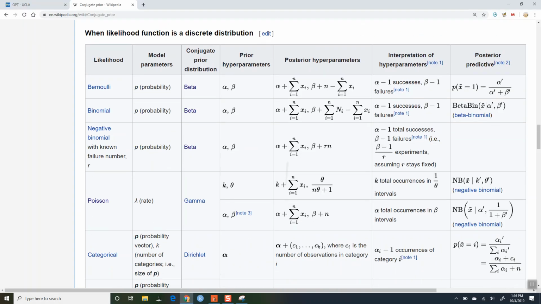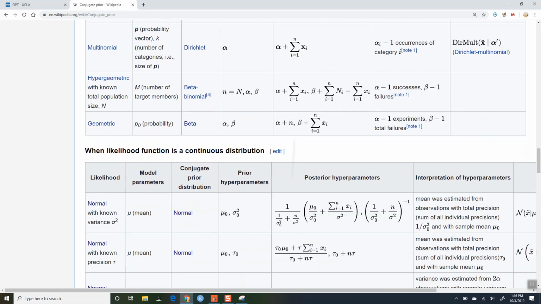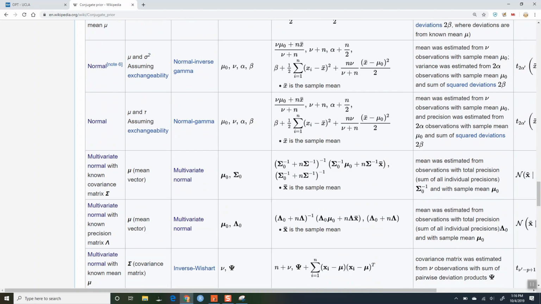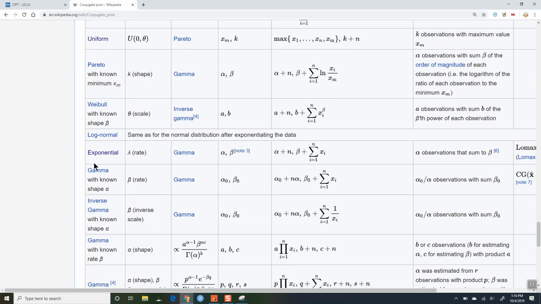All right, let's do another example here. We'll go with the exponential distribution. So we'll say the data come from an exponential distribution.